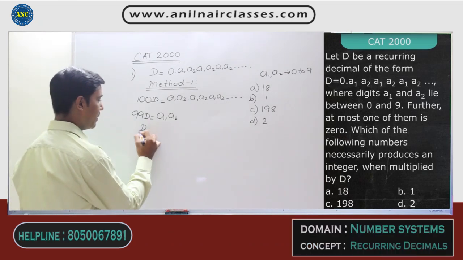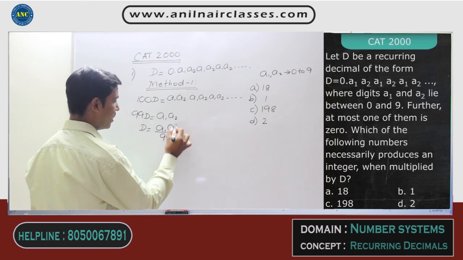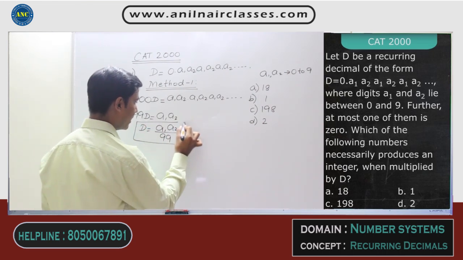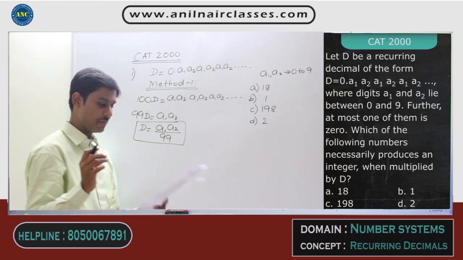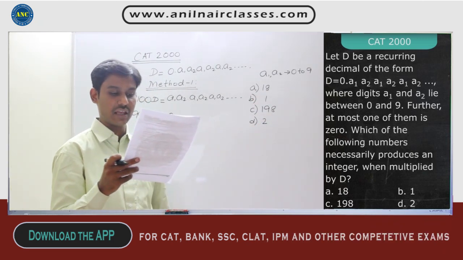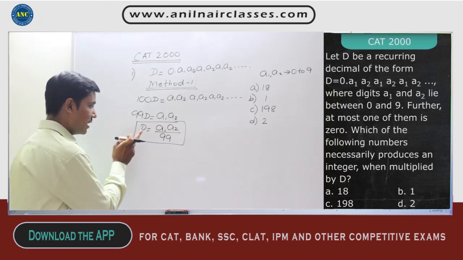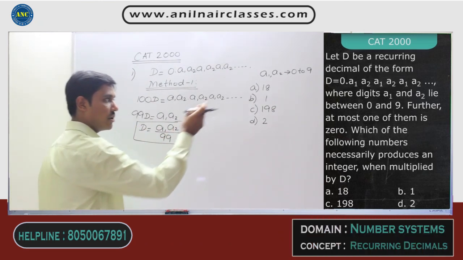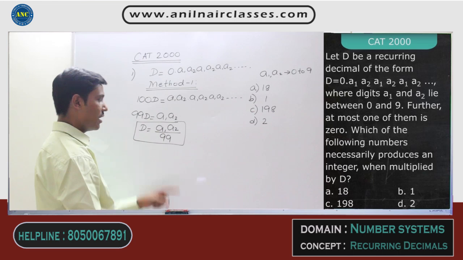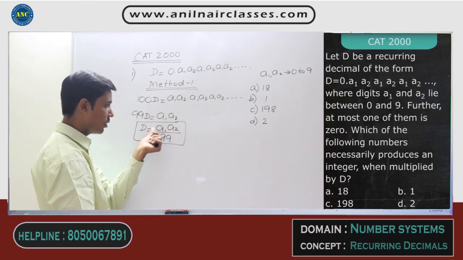Now, D will be equal to A1, A2 divided by 99, right? D will be equal to A1, A2 divided by 99. Now, they are telling in the question, which of the following numbers necessarily produces an integer when multiplied by D. That means I should multiply this D with any of these numbers so that this D should become an integer.